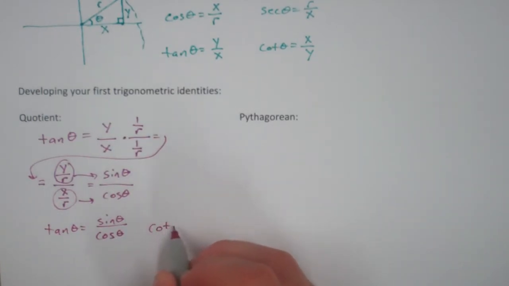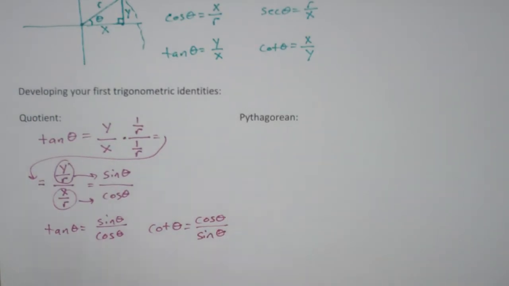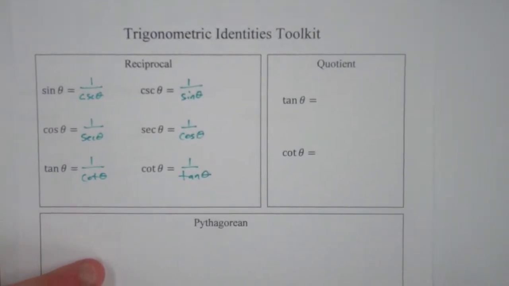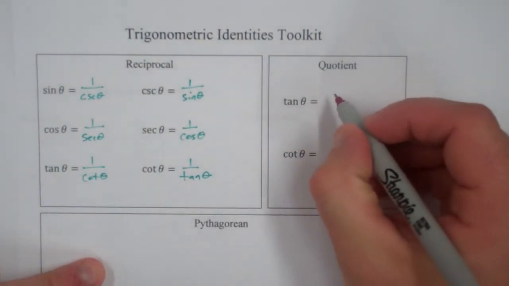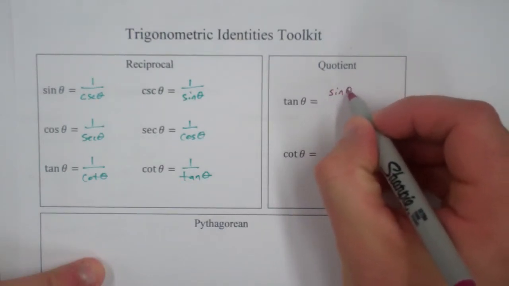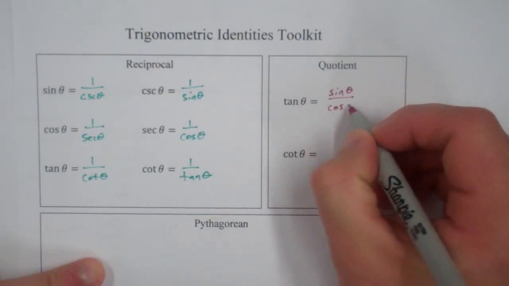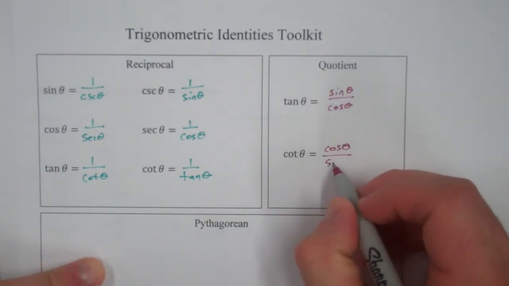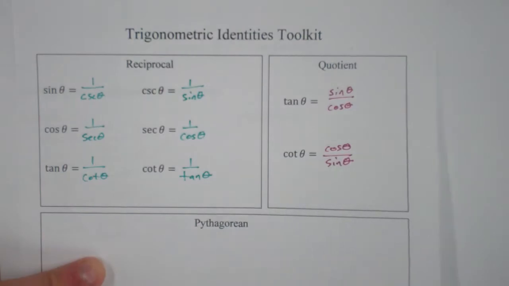The cotangent is just going to be the reciprocal, so that'll be the cosine of theta over the sine of theta. And again, if you have your trigonometric identities toolkit, you can break that out, and on the right hand side you should see space for that. So the tangent is equal to the sine over the cosine, and the cotangent is the cosine over the sine.